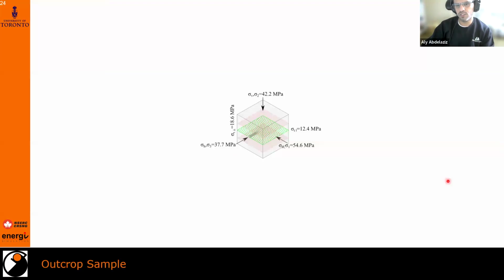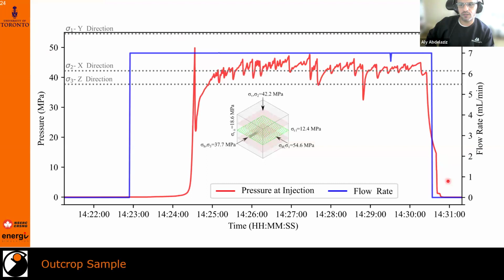Now, moving on to the results. So this was the outcrop sample injected with water. And as you can see, for the stress state, sigma 2 is 42, sigma 3 is 37, and sigma 1 is 54. And this is the tensile strength anisotropy. So in one direction, it's 12 MPa, in the other direction it's 18. And we injected water at 7 milliliters per minute. And this is the result we got.